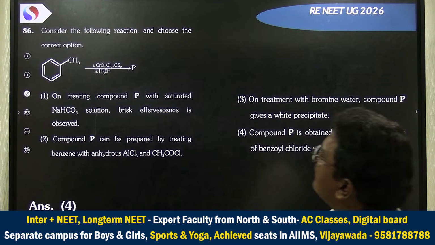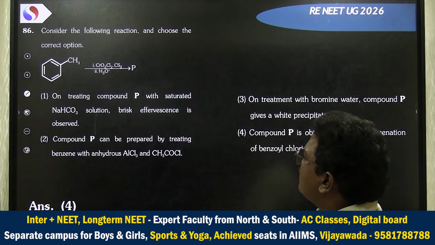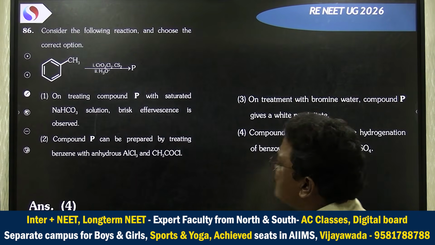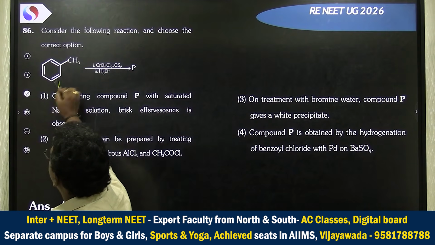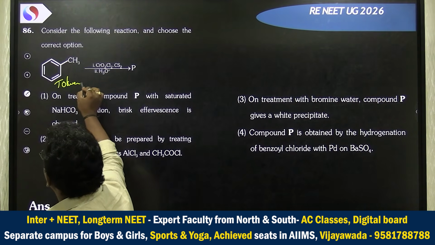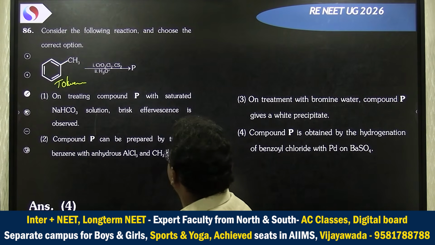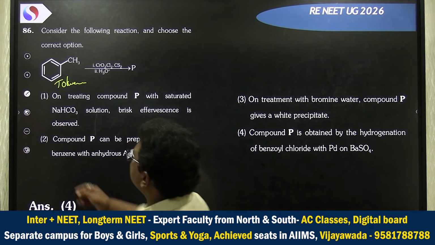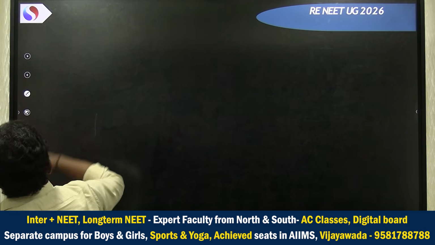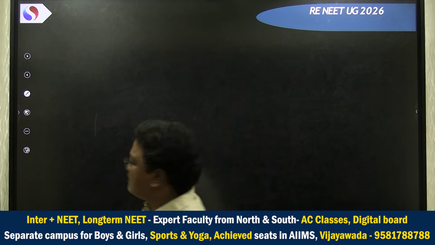కన్సిడర్ ద ఫాలోయింగ్ రియాక్షన్ అండ్ చూస్ ద కరెక్ట్ ఆప్షన్. ఇక్కడ ఇచ్చిన ఆప్షన్స్‌లో మనం కరెక్ట్ ఆప్షన్ చూస్ చేయాలంట. ఏం రియాక్షన్ ఇచ్చాడన్నా చూస్తే, టోలిన్ react with CrO2Cl2 in presence of carbon disulfide. కార్బన్ డైసల్ఫైడ్‌తో ట్రీట్ చేశారు అన్నాడు. ఇది ఏ లిమిట్ రియాక్షన్ అనిపిస్తుంది చూడటానికి. ఇట్ ఈస్ నథింగ్ బట్ ఎటార్డ్ రియాక్షన్, అంతే కదా.